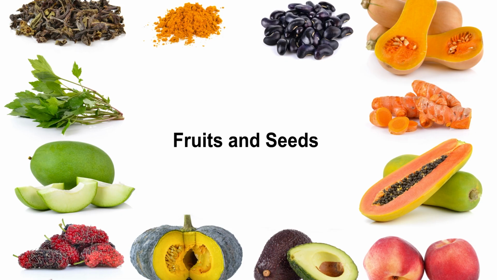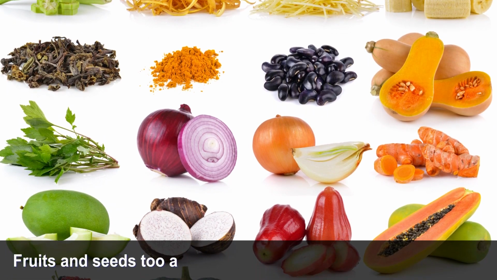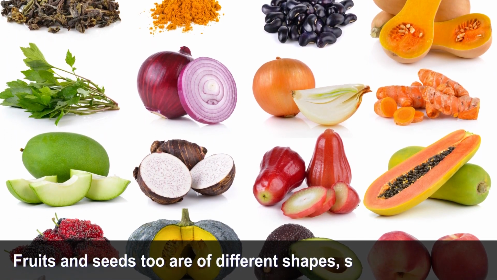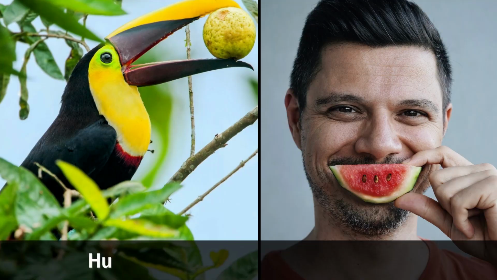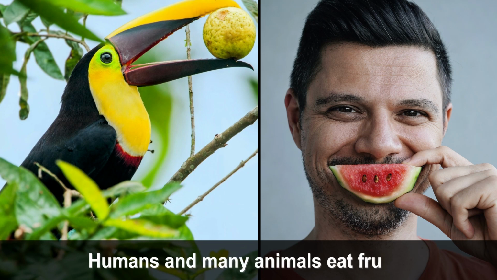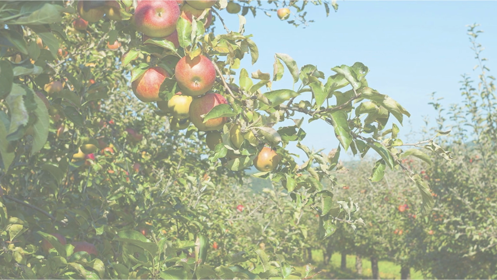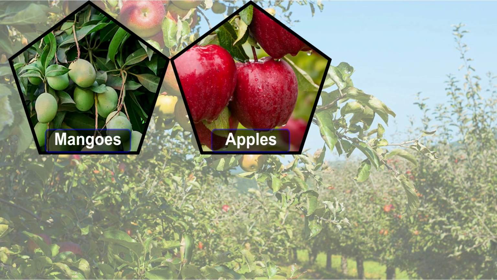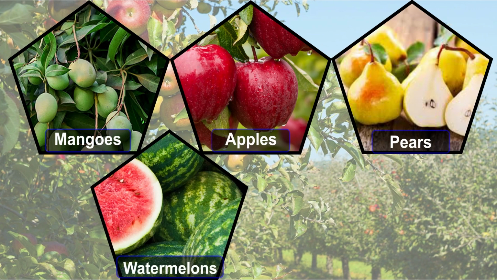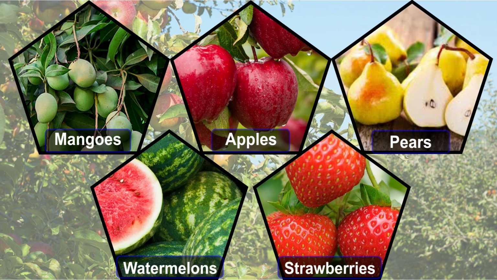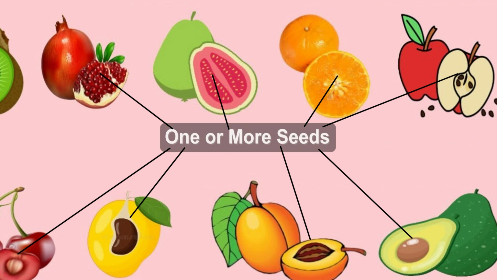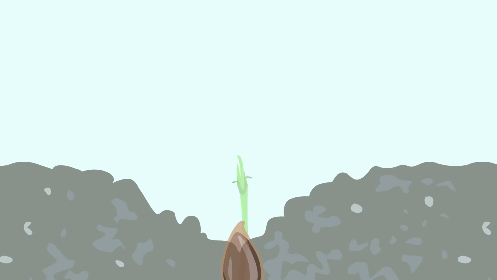Fruits and seeds. Fruits and seeds too are of different shapes, sizes and colors. Humans and many animals eat fruits. Some fruits that we eat are mangoes, apples, pears, watermelons and strawberries. Most fruits have one or more seeds inside them. A seed has a baby plant inside.